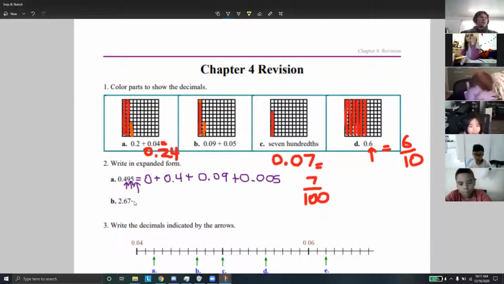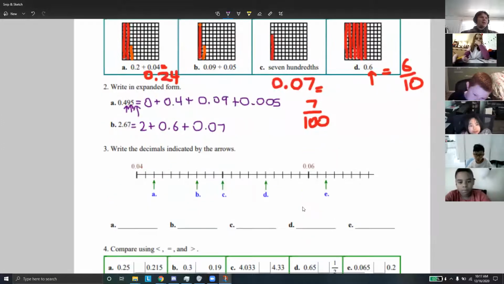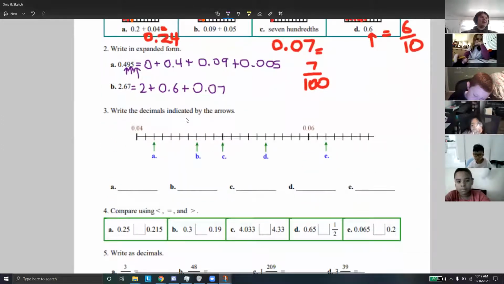Next, 2.67 or 2 and 67 hundredths is equal to 2 whole plus 6/10 plus 7 hundredths. Great. Next, we have write the decimal indicated by the arrows. Okay, so take a look here. We have 0.04, 0 and 4 hundredths, and then here we have 0 and 6 hundredths.